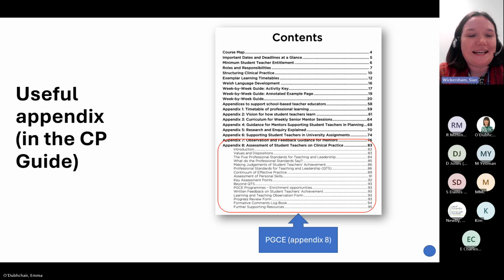We've also got a really useful appendix in the clinical practice guide. It is appendix 8 on page 83 in the PGCE clinical practice guide. Everything that we are covering today, obviously you can go back and watch the recording of this session, but it's also all there in the CP guide. So the different rubrics that we're going to show you and the different thresholds, etc. If ever you're thinking, I can't quite remember what they said in the session, you can go to appendix 8 and all of the key information and key dates is there.